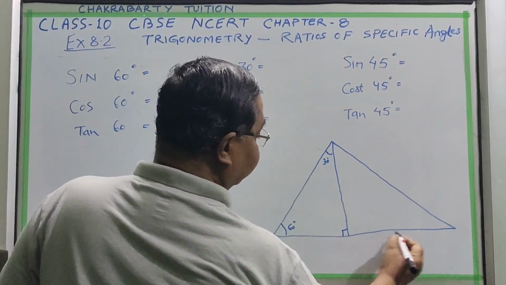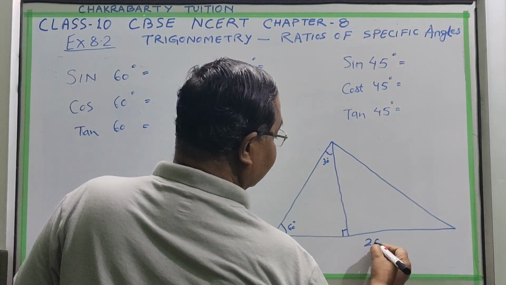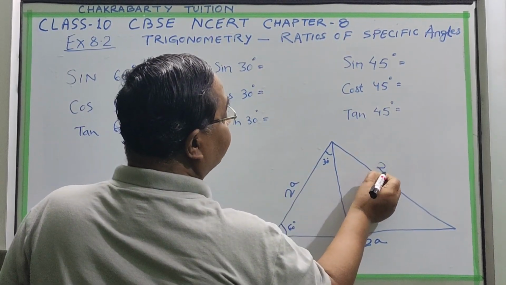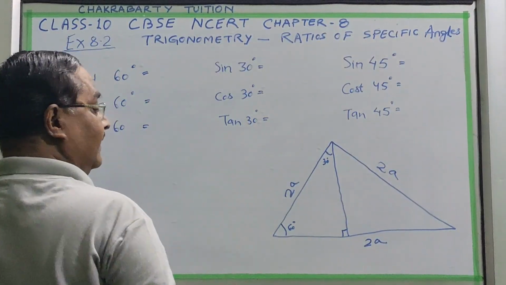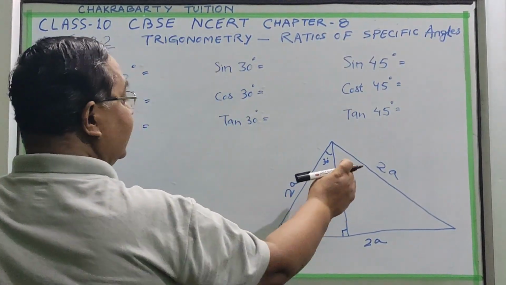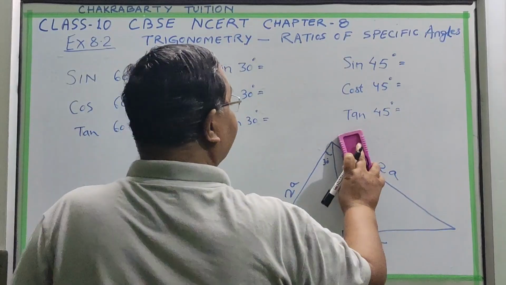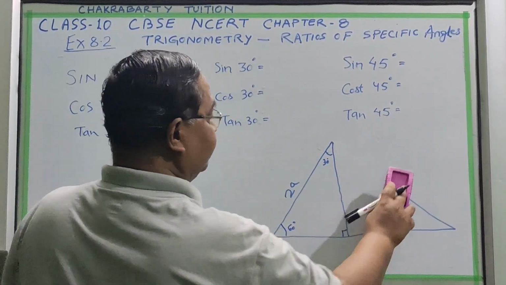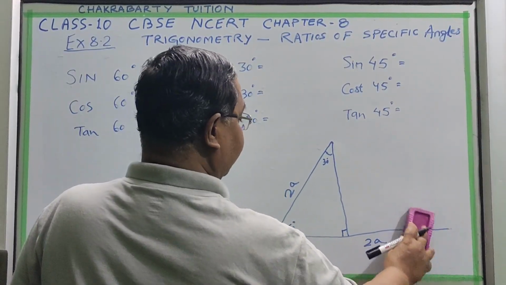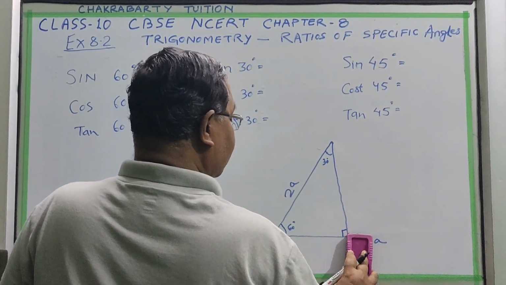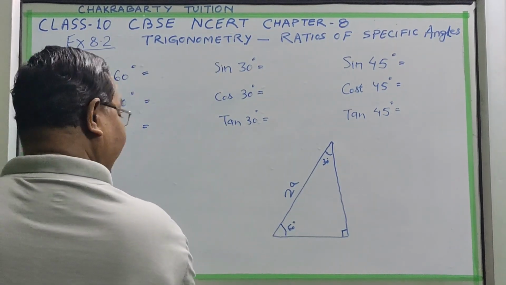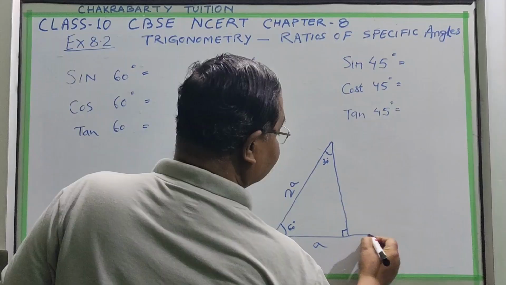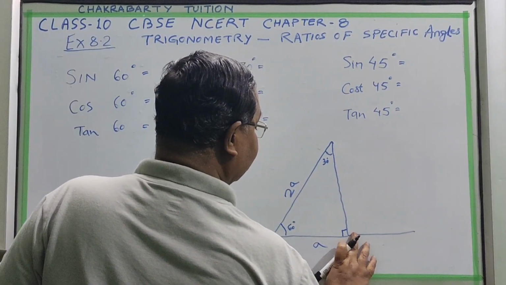Suppose this full line is 2A. This line will also be 2A, and this line will also be 2A, because it is an equilateral triangle. I am just explaining how these ratios are coming; you need not do all this exercise every time. If we delete this side, 2A will become A, and this side was A, that's why it was 2A.